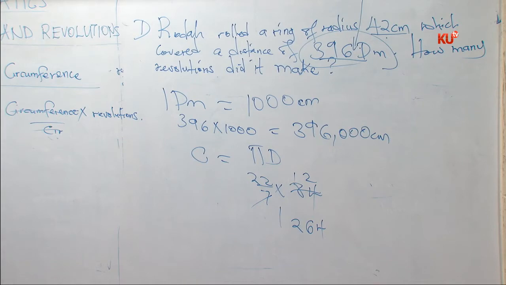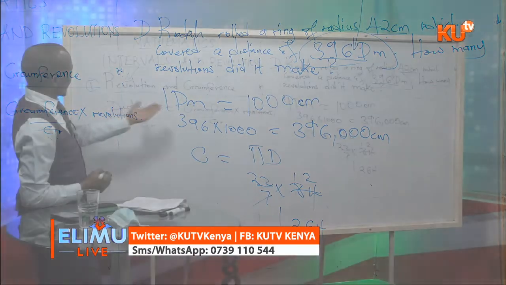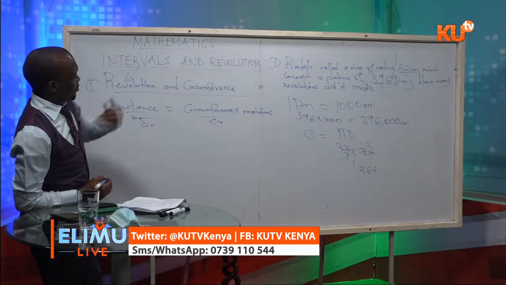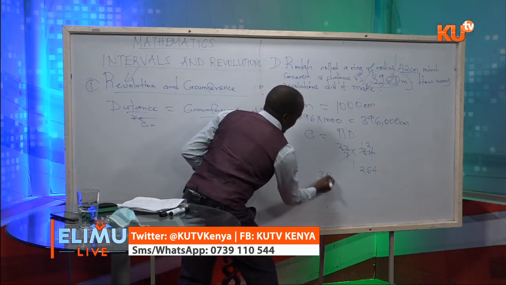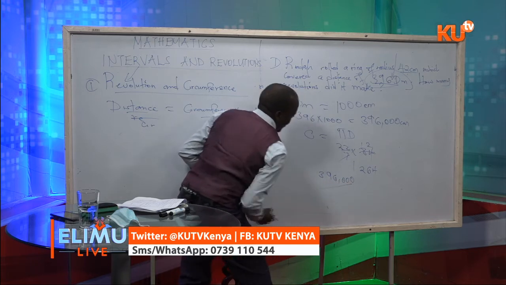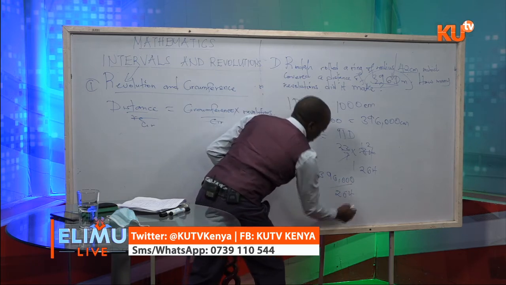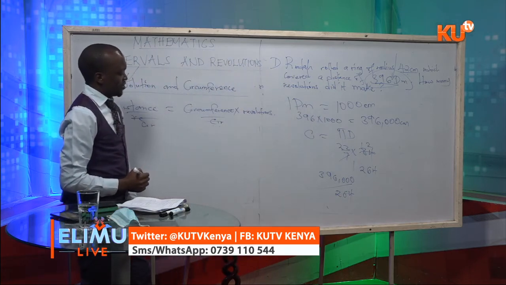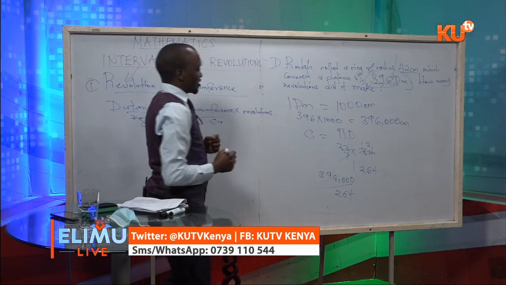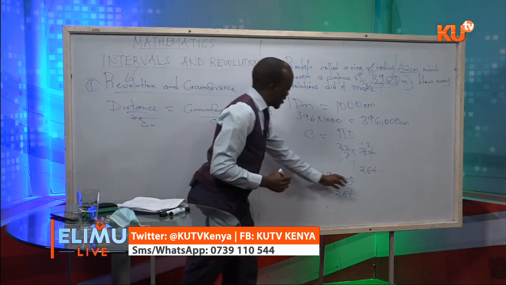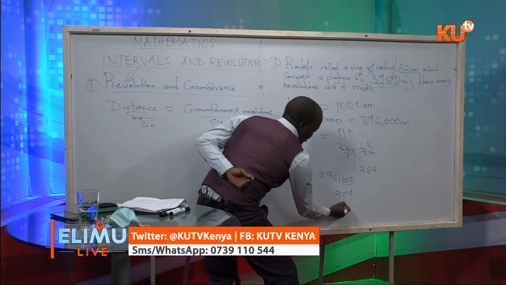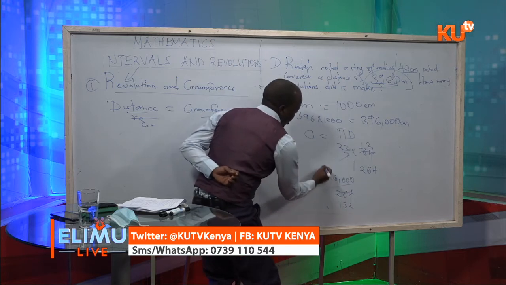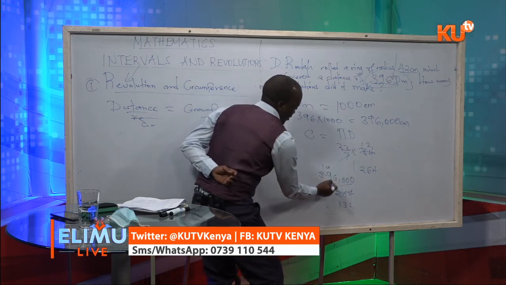What do we do after getting the circumference? We take the formula now. Revolution is equal to distance over circumference. So we take the distance, 396,000, divide by 264. Simplify this one. You can start from the simplest bit. Like we know that these numbers are all divisible by 2. So 2 goes there once, 3, 2. 2 here once, remainder 1, that is 9, remainder 1, 8.